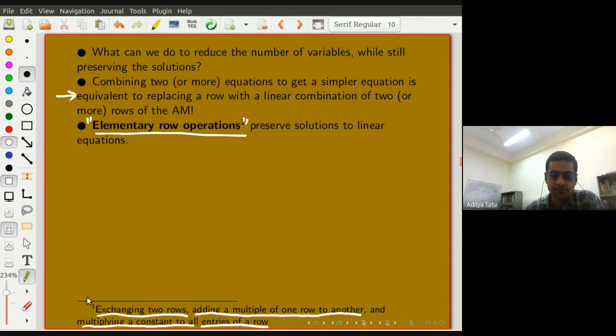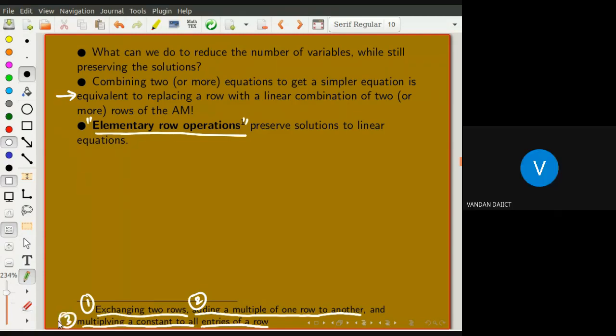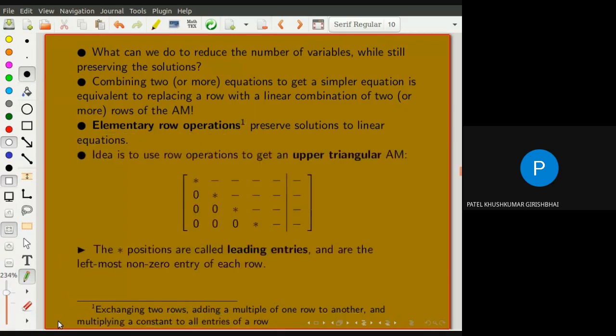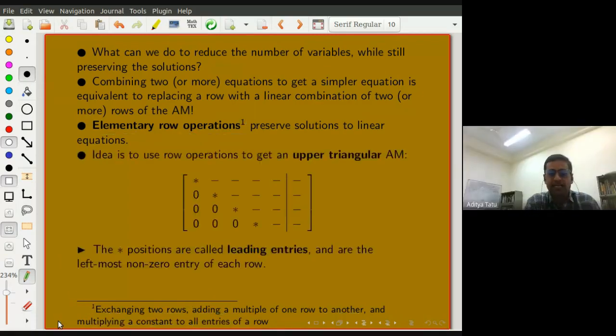Is that clear to everyone? So this is one, second, and this is third. Yes, sir. Okay. So the idea is to use these row operations to get an upper triangular augmented matrix.